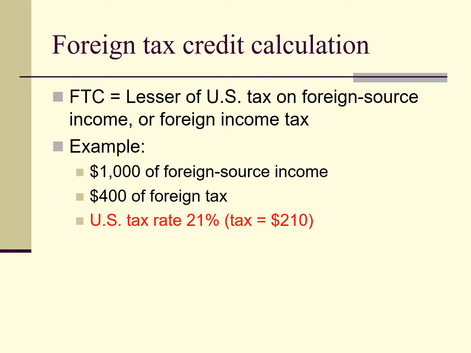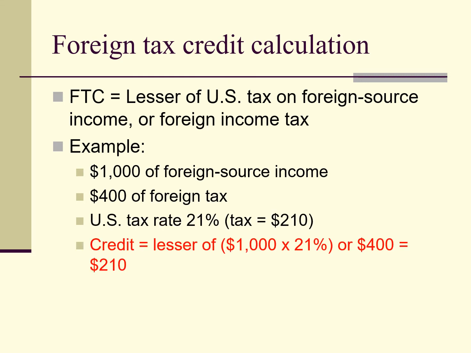The foreign tax credit is limited to the lesser of the pre-foreign tax credit U.S. tax paid on the foreign income of $210 or the foreign tax paid of $400. In this case, the foreign tax credit is limited to $210, even though the $400 in foreign tax was actually paid.